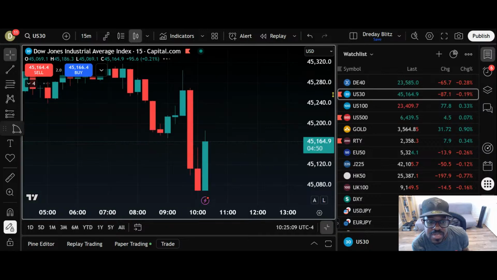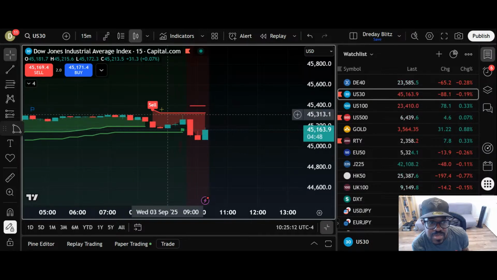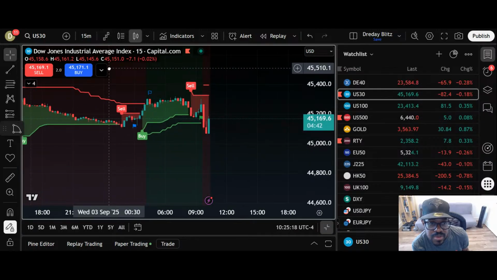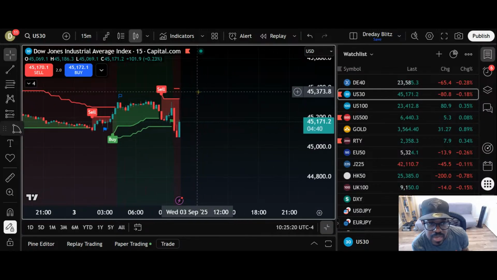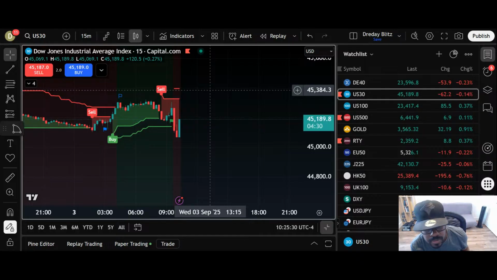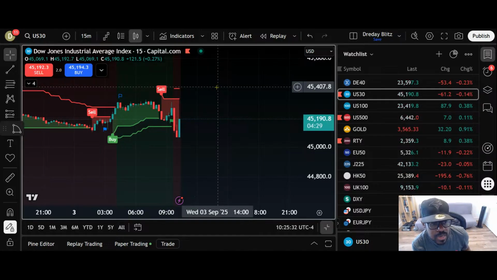US30 was in a sell setup since way back there. So right now it's still bearish regarding the trend, and the last few alerts that we had were sell setups. But make sure to trade accordingly.